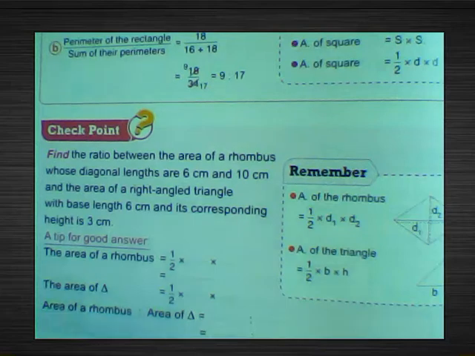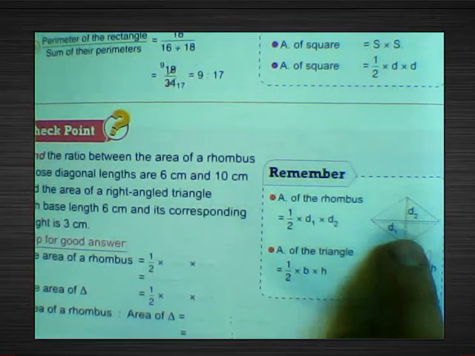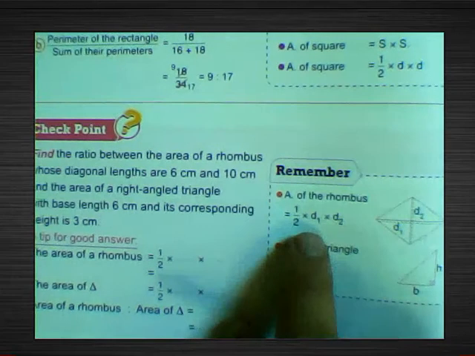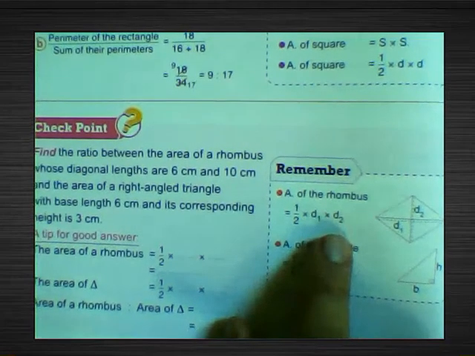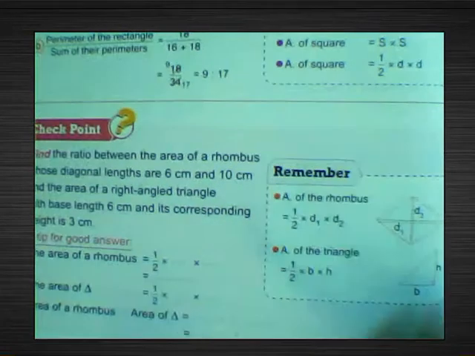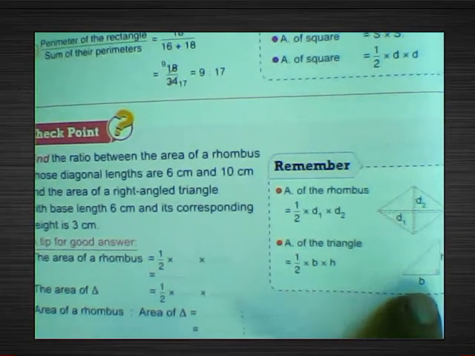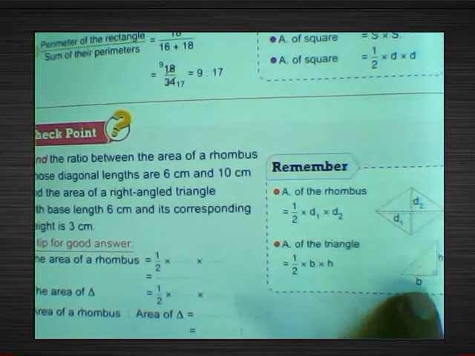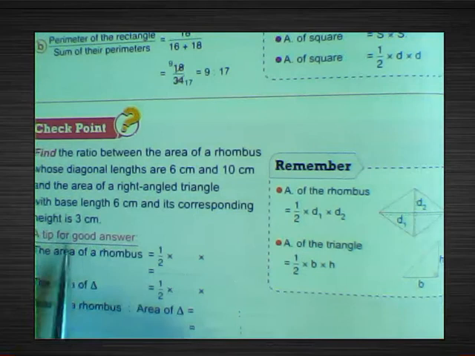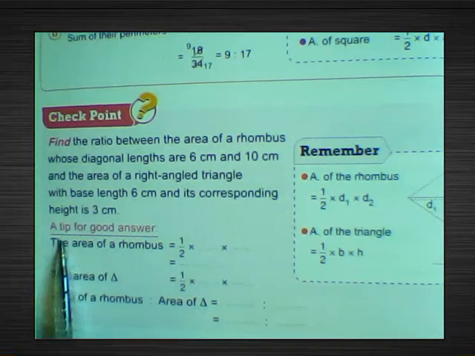Checkpoint. Find the ratio between the area of a rhombus whose diagonal lengths are 6 cm and 10 cm, and the area of a right angle triangle. Look at this rhombus. The area equals half times diagonal 1 times diagonal 2, okay? Look at this right angle triangle. We must find its area. The area of the triangle is half times base times height, with base length 6 cm and its corresponding height 3 cm.